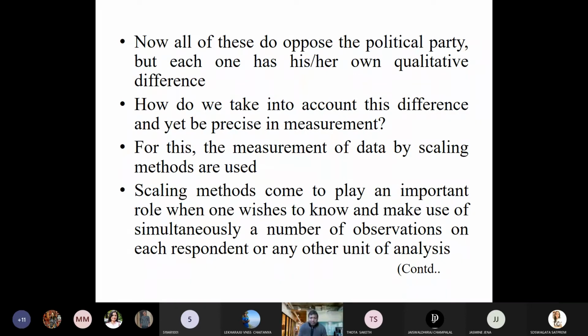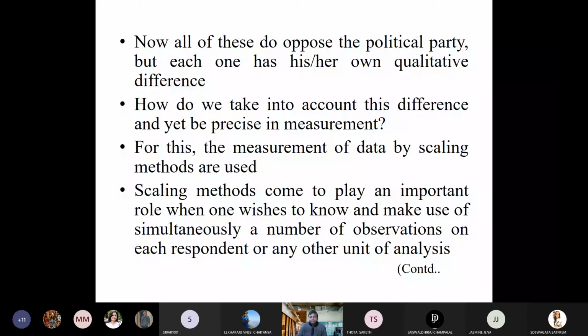Scaling methods come to play an important role when one wishes to know and make use of simultaneously a number of observations on each respondent or any other units of analysis. So whenever we want to analyze things in a proper way, we calculate the number of observations of each respondent, and only then can we make a clear comparison.